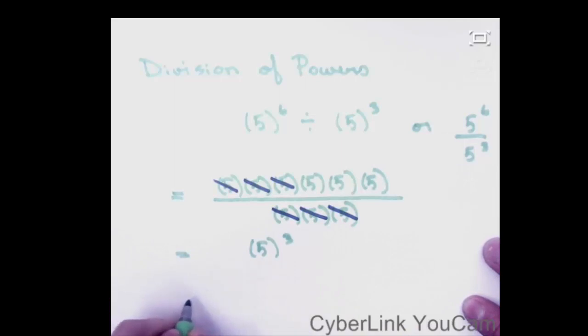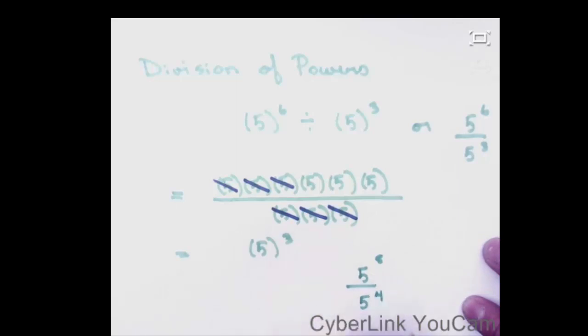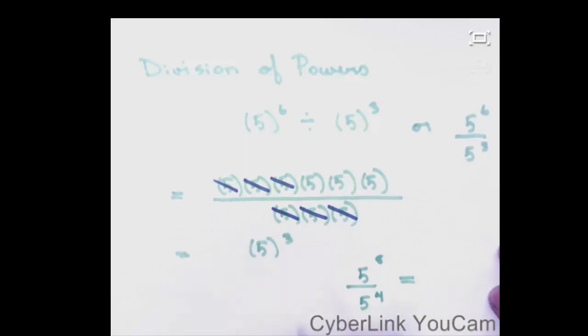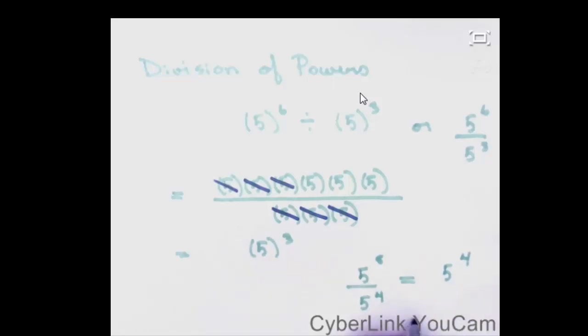What if we had 5 to the exponent 8 divided by 5 to the exponent 4? You're not going to write this all out anymore. All you're going to do is say 8 subtract 4. Well, that's 4. And the answer is 5 to the exponent 4. And just like before, you can evaluate that with a calculator. 5 to the exponent 4. You end up with 625.